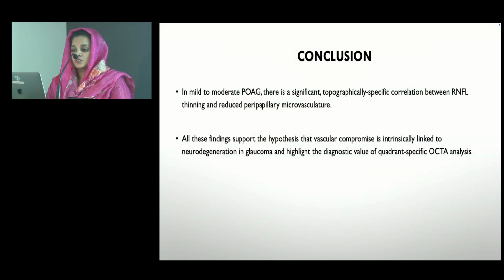So coming to the conclusion, in mild to moderate primary open-angle glaucoma, there is a significant topographically specific correlation between RNFL thinning and reduced peripapillary microvasculature. All these findings support the hypothesis that vascular compromise is intrinsically linked to neurodegeneration in glaucoma and highlight the diagnostic value of quadrant-specific OCTA analysis.